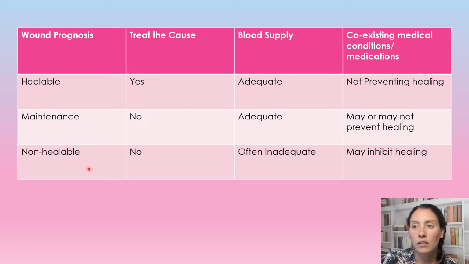And our non-healable wounds. So can we treat the cause? No. Our blood supply, it's often inadequate. That's normally the reason why we have a non-healable wound, is because there's not a good blood supply. And there could also be medical conditions or medications that are inhibiting the healing process.